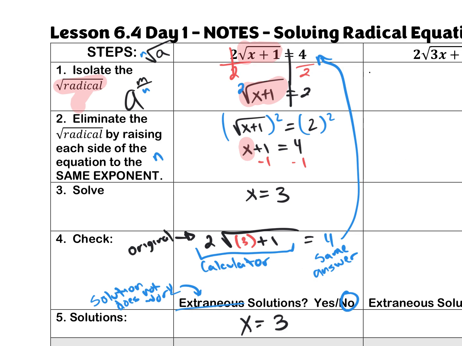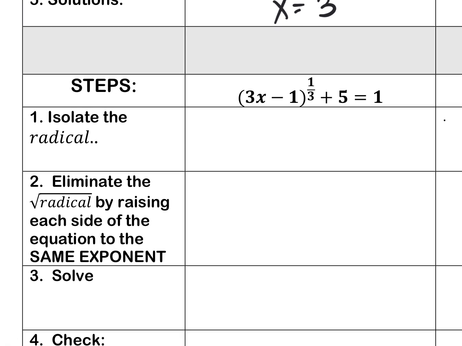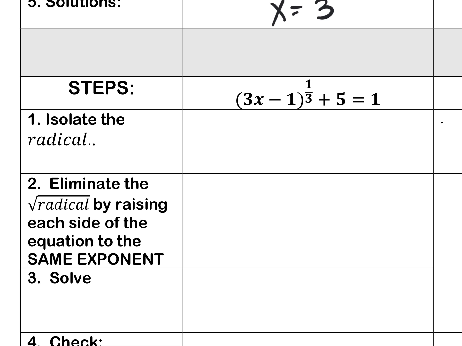All the questions will always have the same steps. So even if they look a little bit different, kind of like this one, we're still going to do the same thing. We're going to isolate the radical. I'm hoping that you can make the connection that this is the same thing as the 3 at the front, 3x minus 1. I don't really put the exponent of 1 because it's not necessary, but this is my radical. It's in exponential form, but it still works. So I need to isolate that.